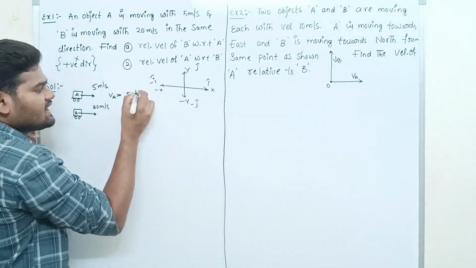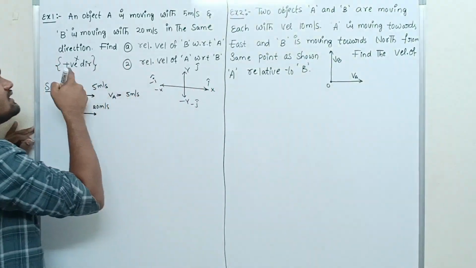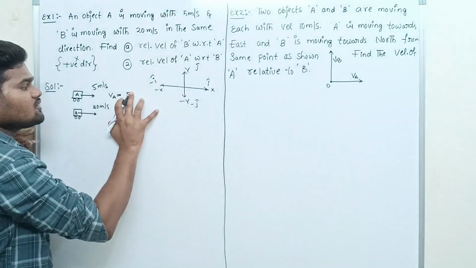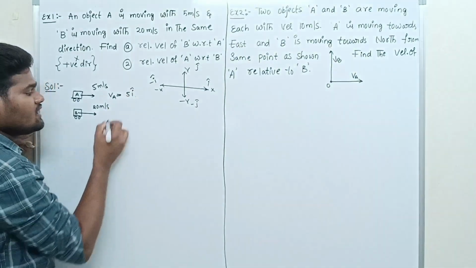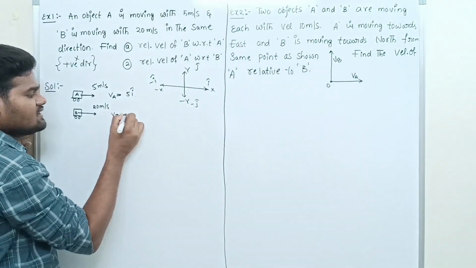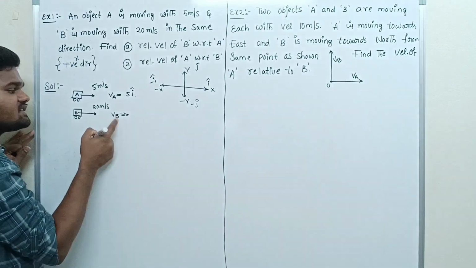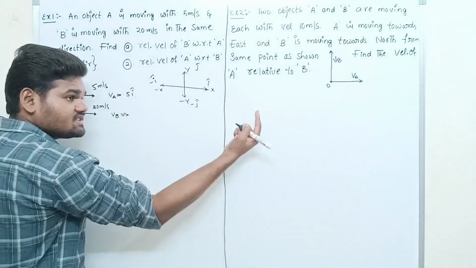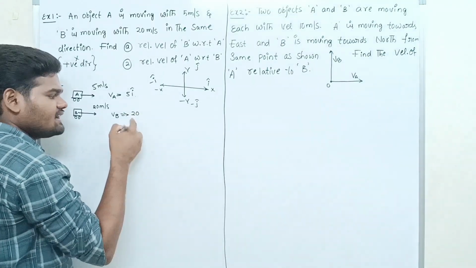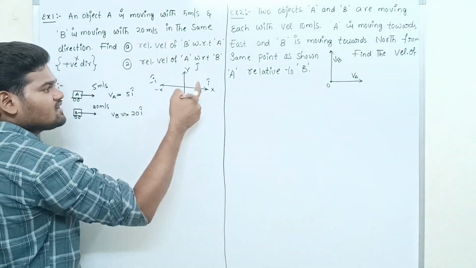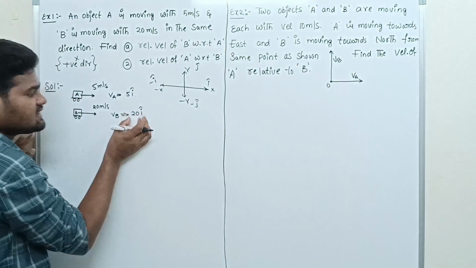5 meter per second, and it is moving in which direction? Positive x direction. So what is the unit vector along positive x direction? I cap. So velocity of B is equal to velocity of an object B, that is VB. It is also moving in a positive x direction with a velocity of 20 meter per second, and its unit vector is also I cap because both are moving along positive x direction.